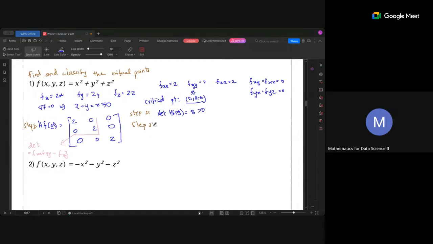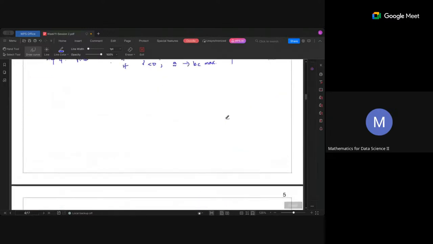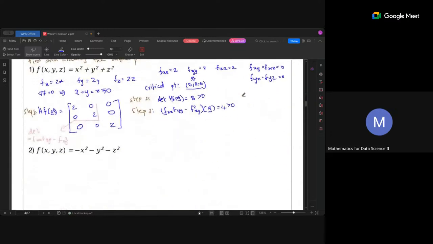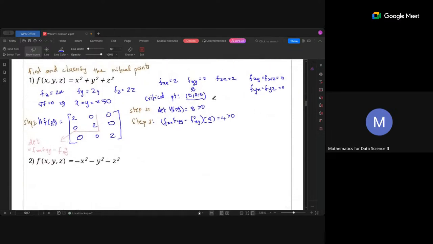Now the determinant, that is fxx fyy minus fxy square at A tilde, is 4 and positive. So you have two positives. So it is not a saddle point definitely, because only if it is negative will you have a saddle point. Now, if it is positive, we look at whether it is plus or minus. This alpha is nothing but the value of fxx at A tilde.